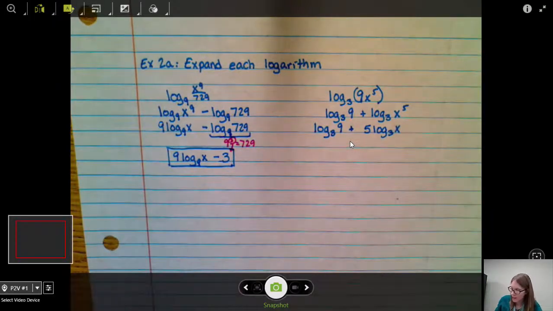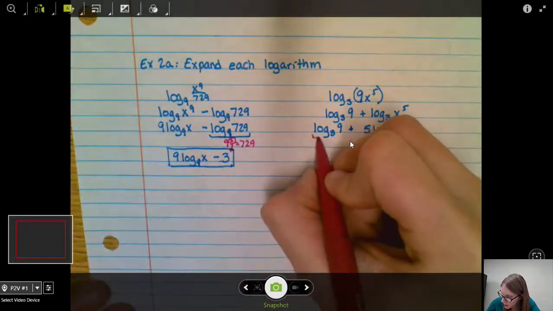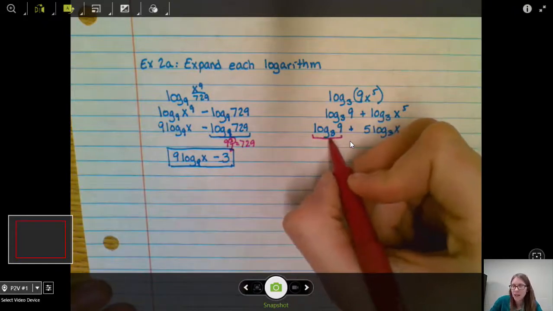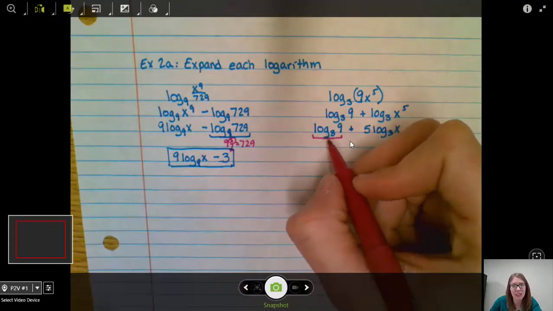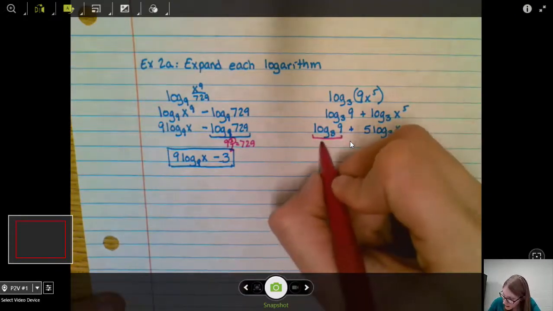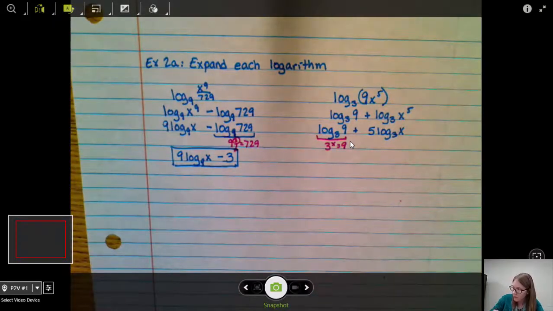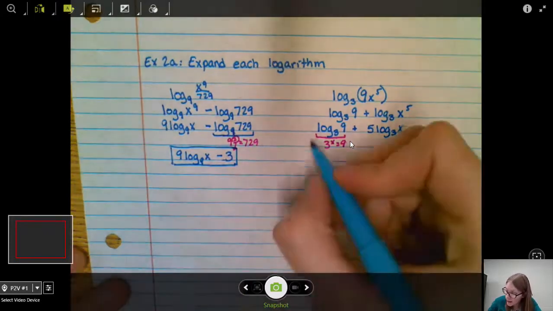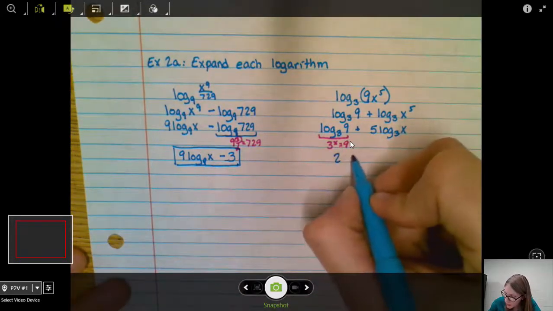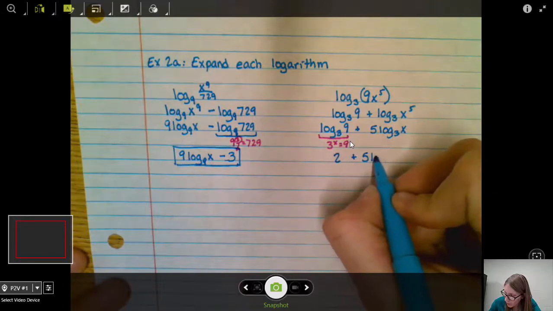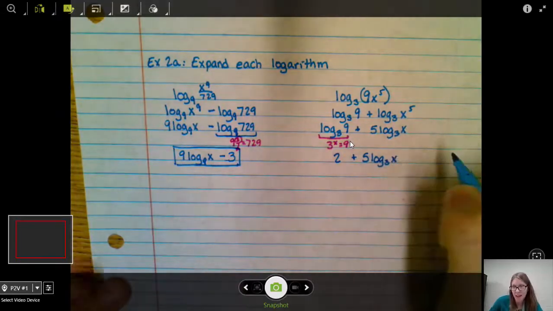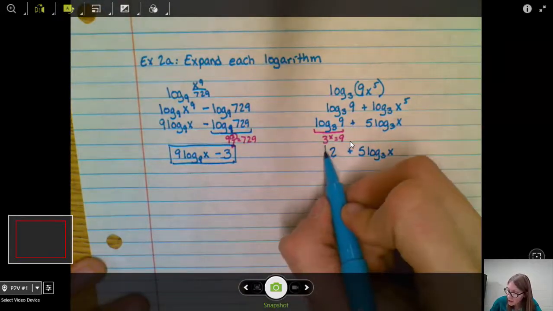Now, similar to that last one, again, I can do something else right here, because remember, log base 3 of 9 really means 3 to what power is 9? Well, 3 to the second power is 9. So this is really 2 plus 5 log base 3 of x is our final answer, and that's as much as we can simplify.